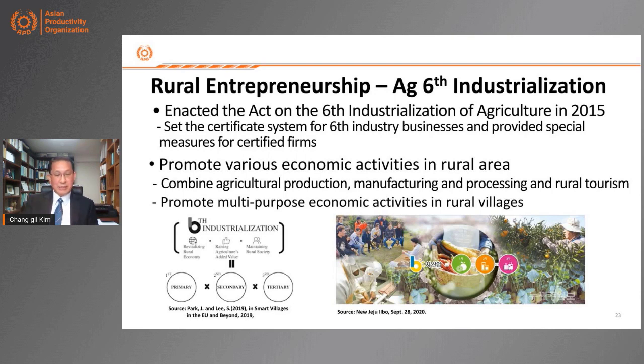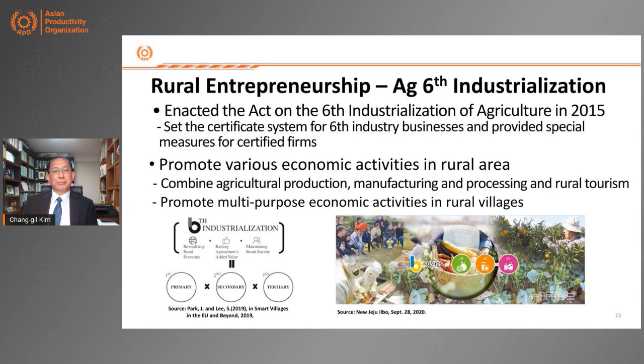There is this 6th industrialization concept. The first industry is primary, the second industry is manufacturing or other industry, and third is tertiary industries, the service sector. So all together, it is multiplied: 1 times 2 times 3 is 6. So the multiply or all-together concept was a convergence concept of primary, secondary, and tertiary.